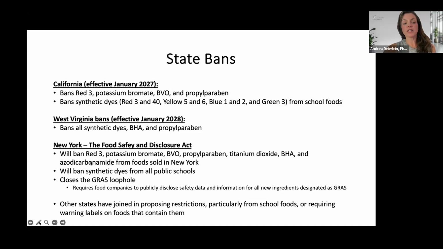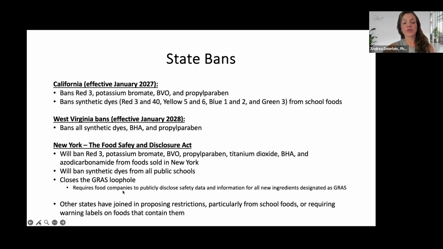And so it is proposing to ban some of these synthetic ones, so Red 3, potassium bromate, and some of these others from food sold in New York, as well as banning synthetic dyes from all public schools. This New York Act has also proposes to close this GRAS loophole that I was talking about.